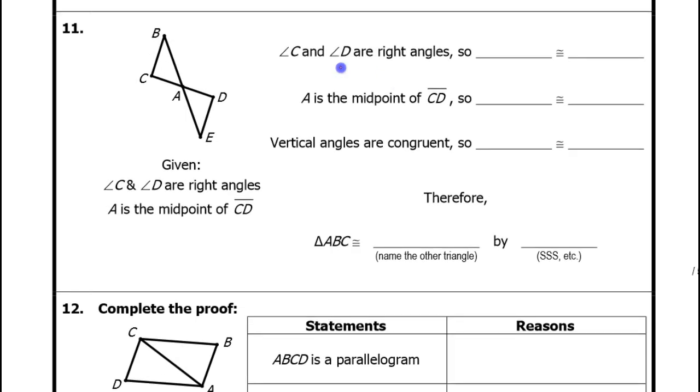Okay, number 11. C and D are right angles. Okay, so here's C and here's D. So that means that angle C is congruent to angle D. All right, real simple. We also know that A is the midpoint of CD. So if A is the midpoint, that means CA will be congruent to AD. Segment CA will be congruent to segment AD.